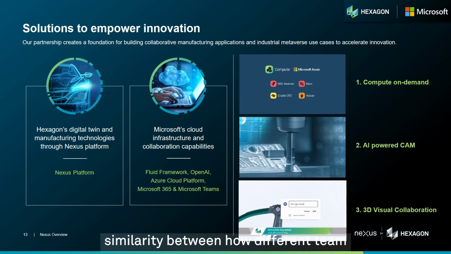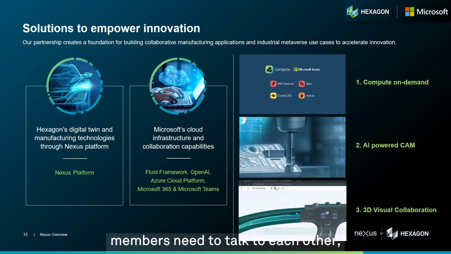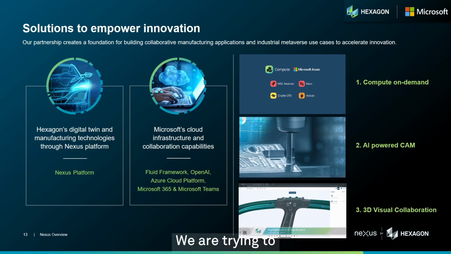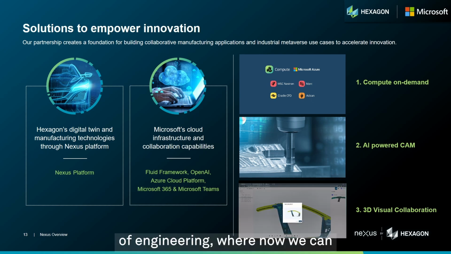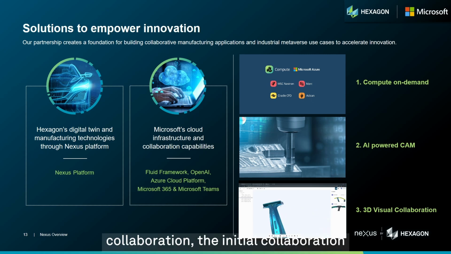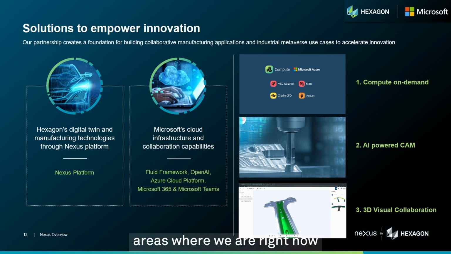There's a lot of similarity between how different team members need to talk to each other and need to collaborate using something like Microsoft Teams. We are trying to replicate that within the context of engineering and manufacturing, where you can have the same type of collaboration, the same ease of collaboration. So we have three main areas where we are right now focused on. There is a big strategy program for us with Microsoft.